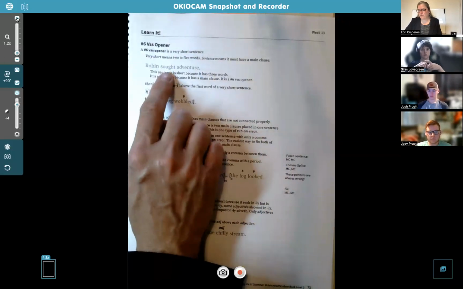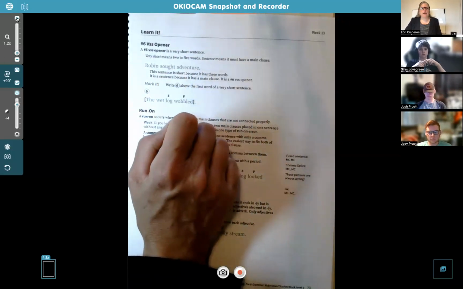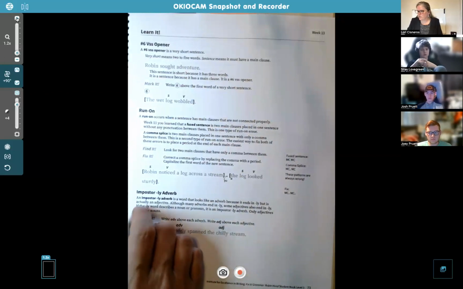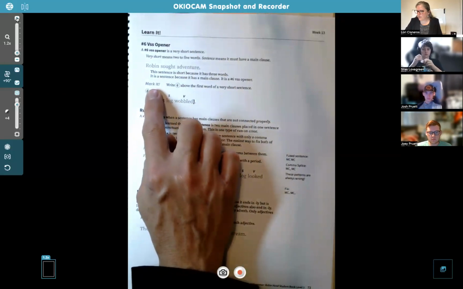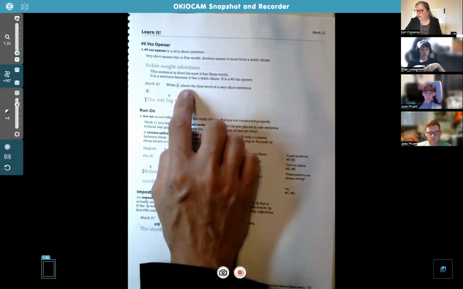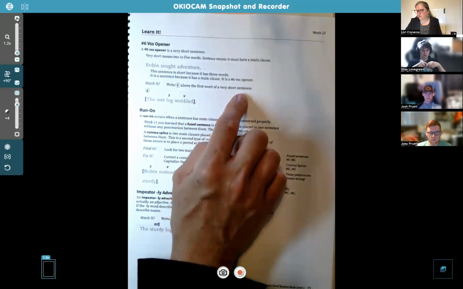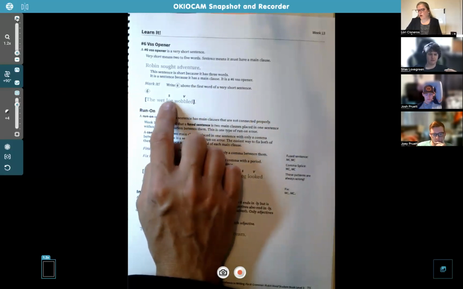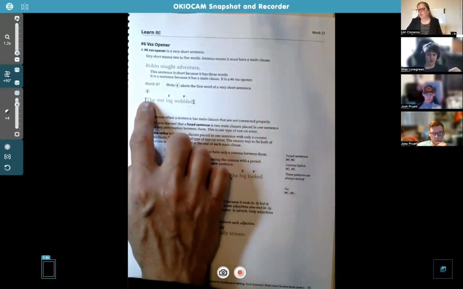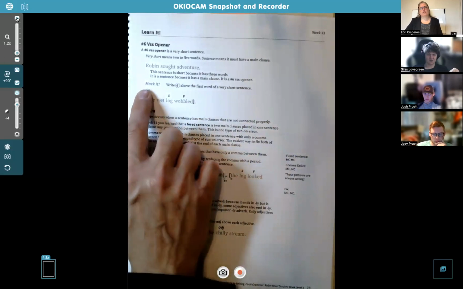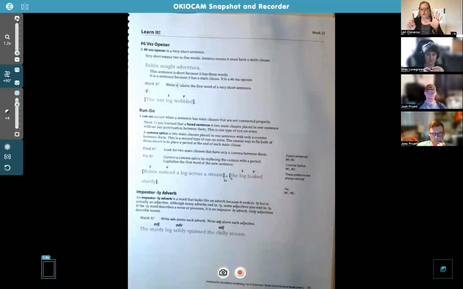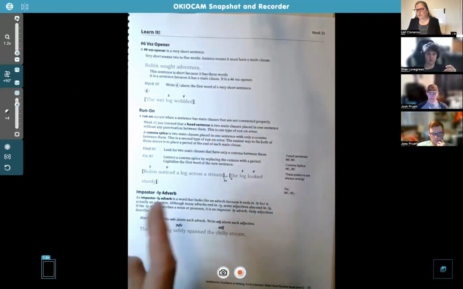So you have a subject and verb. That's what classifies a main clause, having a subject and a verb. So here, this is how you're going to mark it. Write 6 with a circle around it above the first word of a very short sentence. The wet log wobbled. The log is the subject, wobbled is the verb. Why is it 6? Because each one of these, that's a good question. Each one of these openers, there's 6 of them total, and they're just numbering them. So when you go to label them in your book, this is the last one.